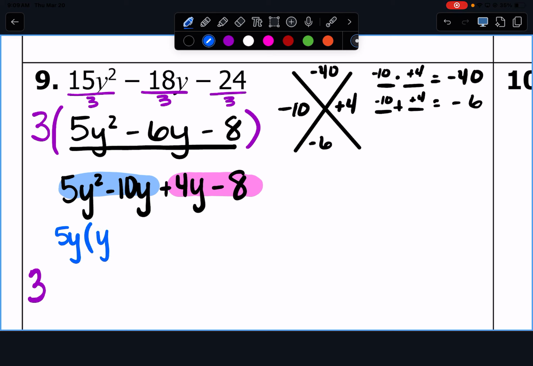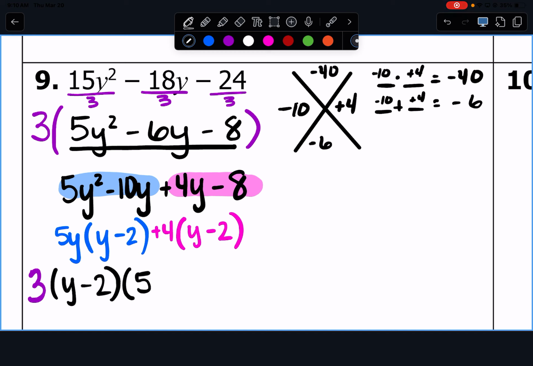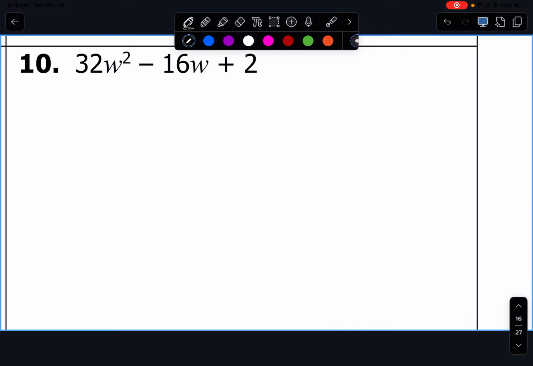Yeah, y minus 2. For the second half, what is our GCF? And when we take that out, what does that leave us with? So what part is the same? What part's left over? 5y. Perfect. So that is our answer. And that 3 stays in front. Now I want you to go ahead and do number 10 on your own real quick. You got it.